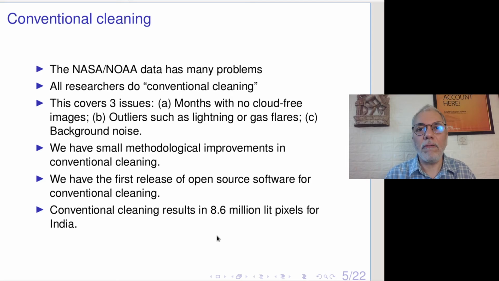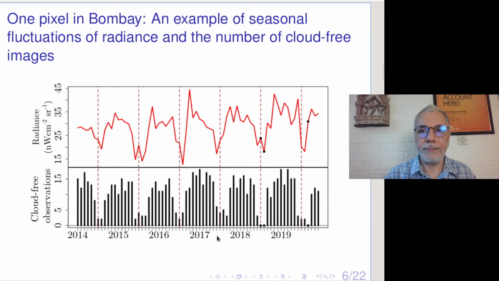In conventional cleaning, one element that is done is to define something that is called lit pixels. Many pixels are just dark. There are pixels which are desert and forest and fields, and there's nothing going on there. And they do pick up background noise. They add up background noise. So it's important to just remove them from the reasoning. And so when we start from 16.7 million pixels for India, we end up with 8.6 million pixels that we consider lit pixels. So that's going to be the main data set that we work with.